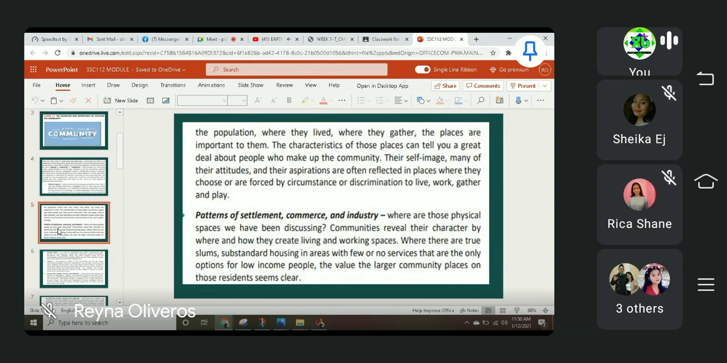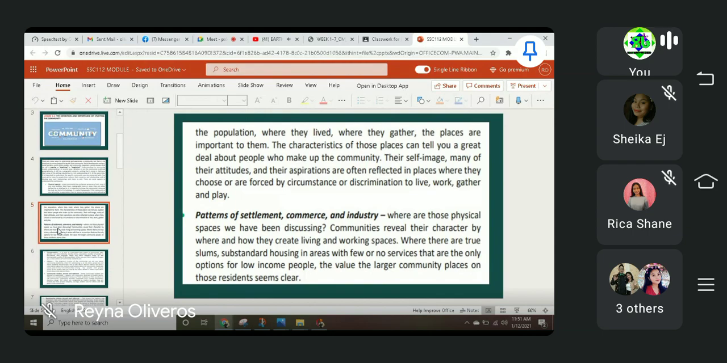Now, let us know the second aspect, which is the patterns of settlement, commerce, and industry. Okay? So, sa patterns of settlement, commerce, and industry, it is where are those physical spaces we have been discussing. Okay? It is because communities rebuild their character by where and how they create living and working spaces. Okay? How do the people in that community settle? 'Di ba? Ano-ano yung mga businesses na meron dun sa area na yon? Ano yung trabaho ng mga tao?